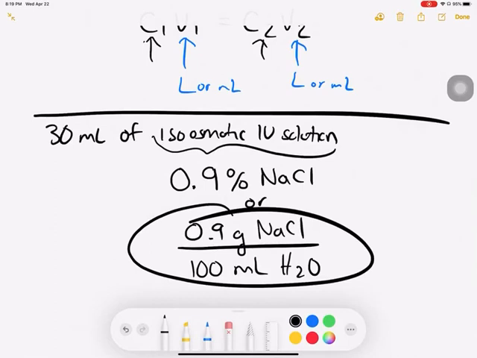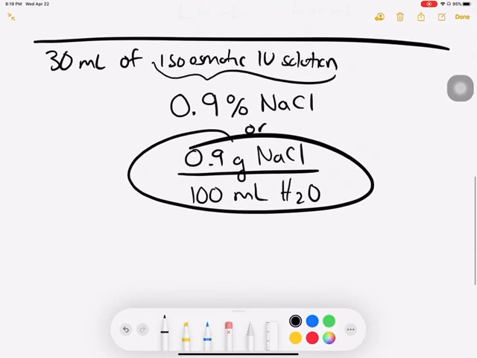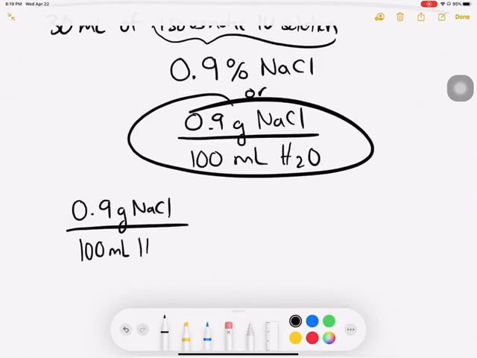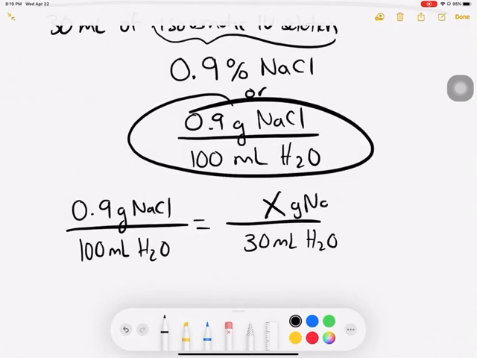So we have to prepare 30 mLs. How much sodium chloride do I have to have? The way that you can do this is a proportion, right? The first ratio is 0.9 grams of sodium chloride per every 100 mLs. This is the isoosmotic solution. And if you want to make 30 mLs of this isoosmotic solution, how many grams of sodium chloride are you going to need?